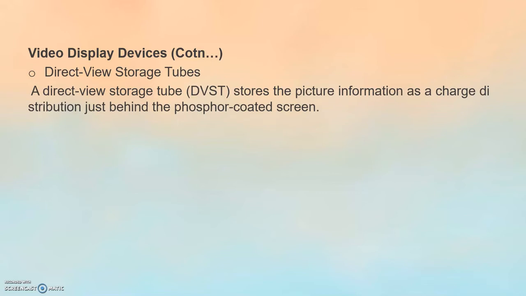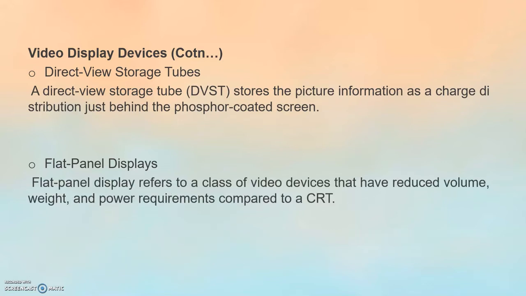Let's move on to the next video display device, that is flat panel displays. Let's see what is flat panel display. They are a class of video devices that have reduced volume, weight and power requirements compared to a CRT. An important feature of flat panel displays is that they are thinner than CRTs. For example, TV monitors, calculators, laptop computers, pocket video games are some of the examples of flat panel displays.